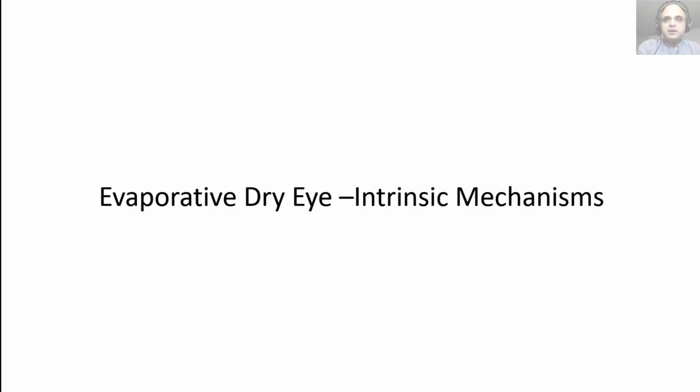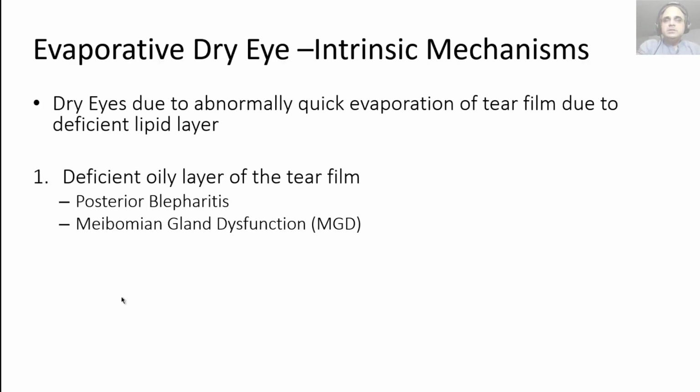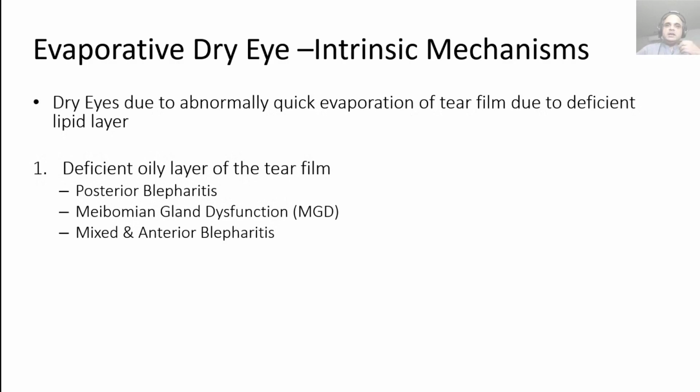The evaporating type of dry eye was either intrinsic, something wrong with the eye itself, or extrinsic, a pathology elsewhere affecting the eye. So the most common intrinsic phenomenon is basically blepharitis, meibomian gland dysfunction, which is where the oily layer is deficient. It is seen in posterior blepharitis. It is seen in meibomian gland dysfunction, which is a type of posterior blepharitis. Also seen in mixed blepharitis and anterior blepharitis.